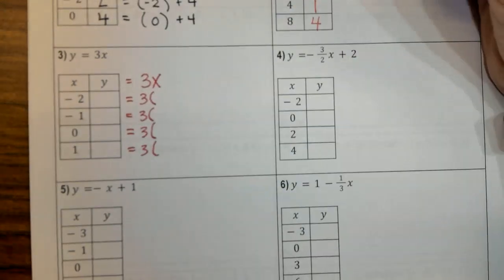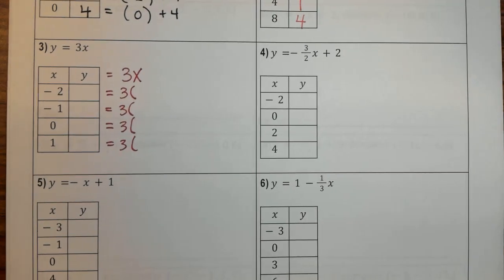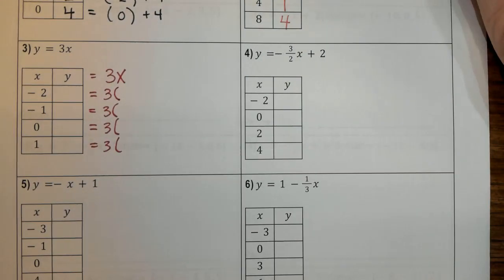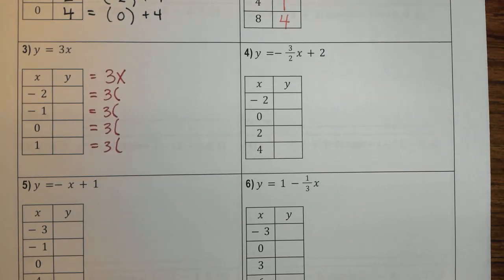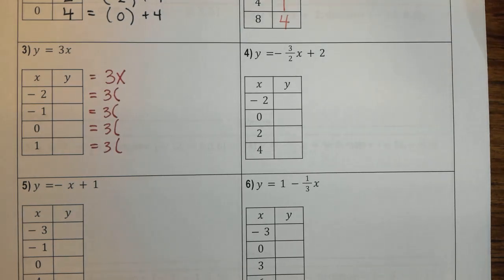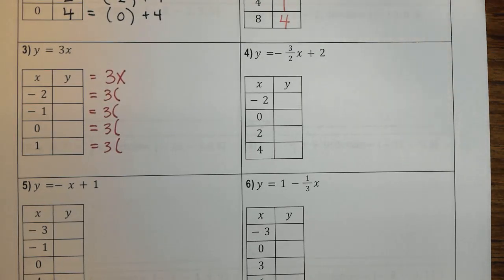Now, I always put x in parentheses just to show that x is replaced with a number. You don't have to, but for me, it's easier to show. That's just how I do it. So if you want to do the 3 dot and then each number, that's fine. I just like to use parentheses. It just represents the substitution of a number into x.